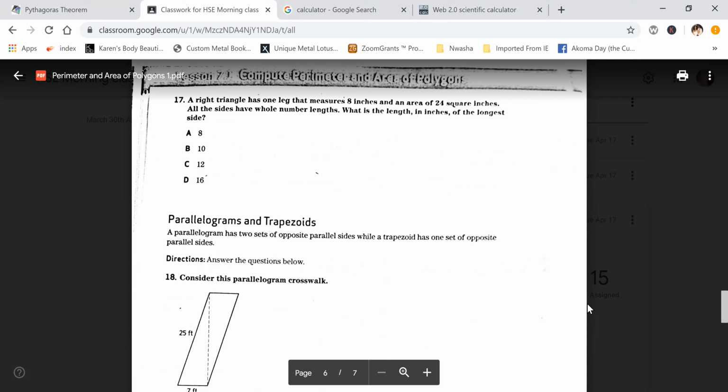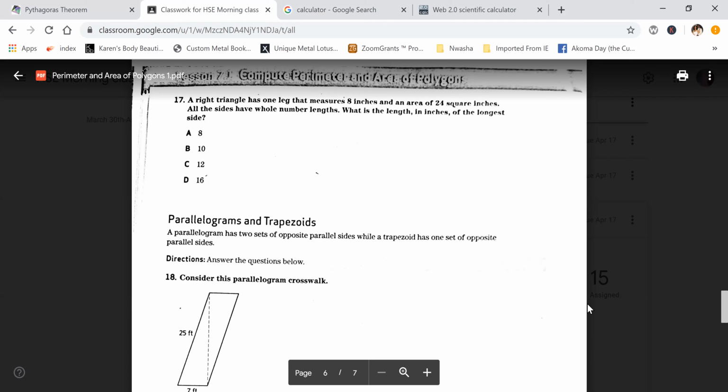So this one, a right triangle has one leg that measures 8 inches and an area of 24 square inches. All the sides have whole number lengths. What is the length in inches of the longest side? So now this is telling you the area of a triangle. It's telling you it's a right triangle again. So in order to find the area, you're using area equals 1/2 the base times the height.